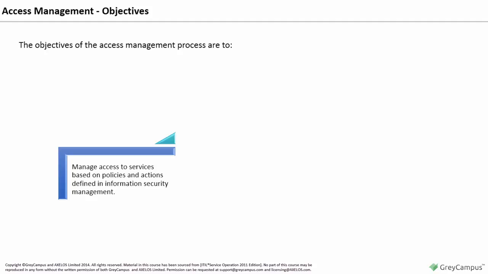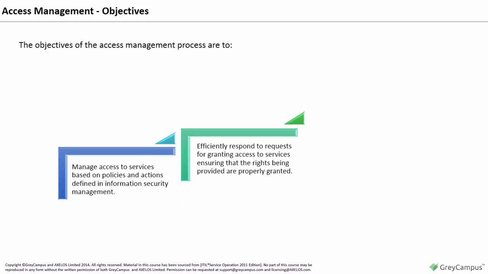Access management. Objectives. The objectives of the access management process are to manage access to services based on policies and actions defined in information security management, ITIL service design. Efficiently respond to requests for granting access to services, changing access rights or restricting access, ensuring that the rights being provided or changed are properly granted.